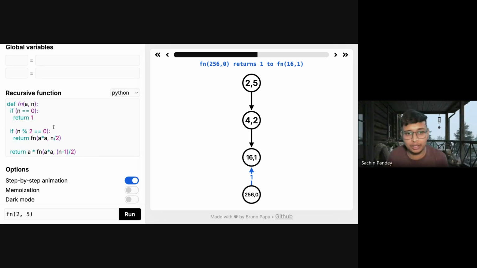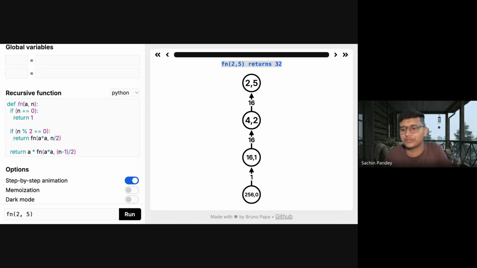Now, how did this base case come? Because we were dividing by 2 every time. So we knew that sometime it would come down to 0 at the minimum, and the smallest valid value for n was 0. That is why if n is equal to 0, then return 1. So 256, 0 will return 1 to 16, 1. Then 16, 1 will return 16 to 4, 2. Then 4, 2 will return 16, and then it will return 32. So fn 2, 5 returns 32.